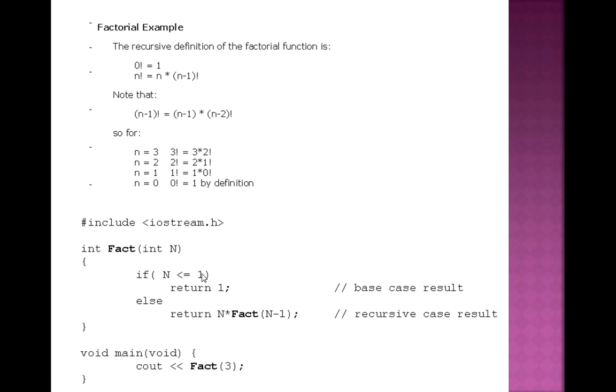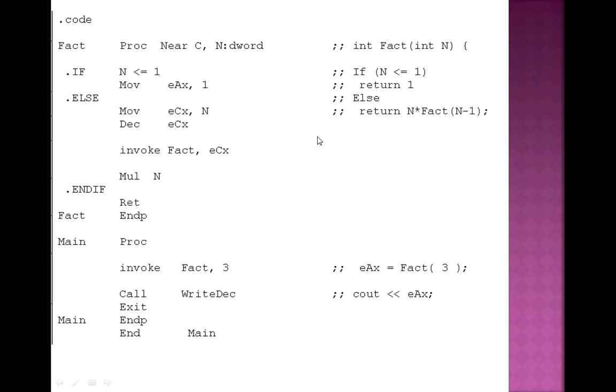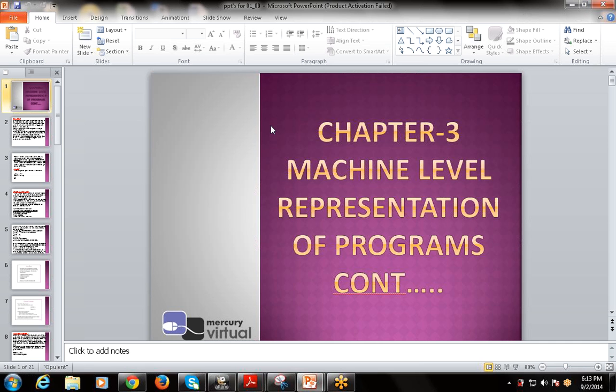These are the examples that we discussed. This is your factorial example. This is your coding part of the factorial. This is your assembly language example. So that's all for yesterday's session.